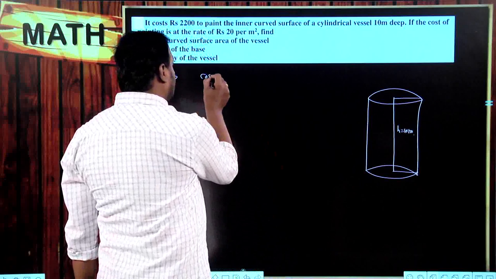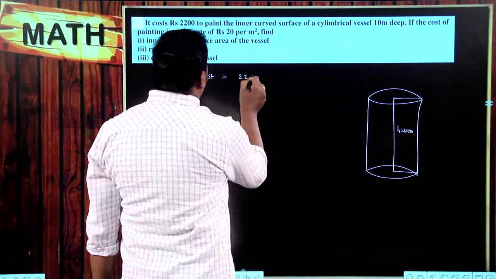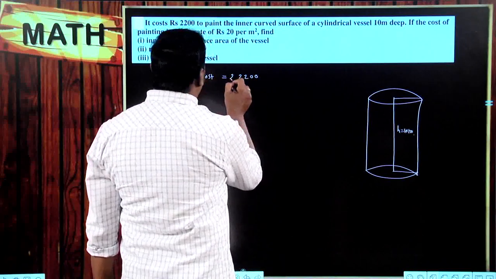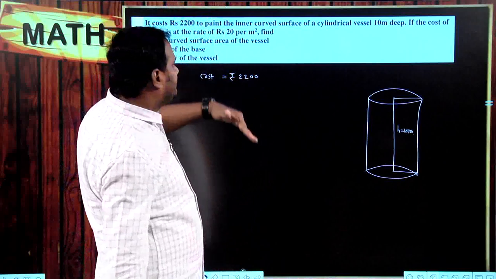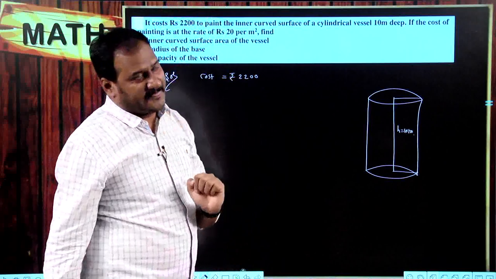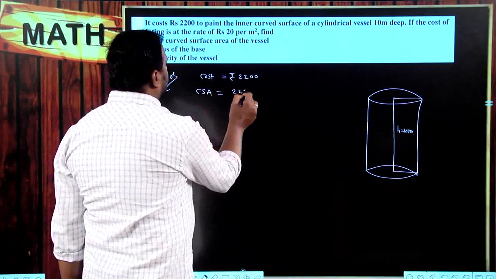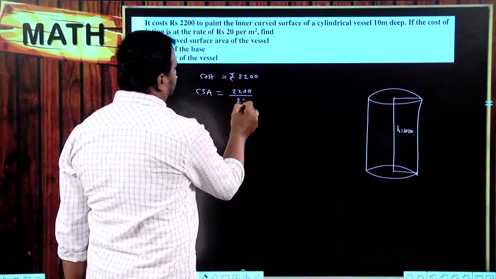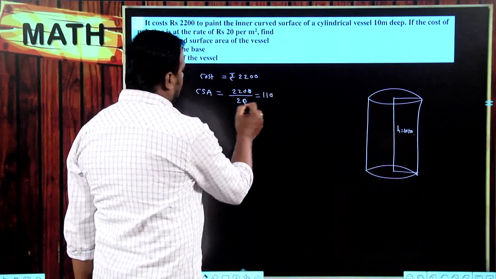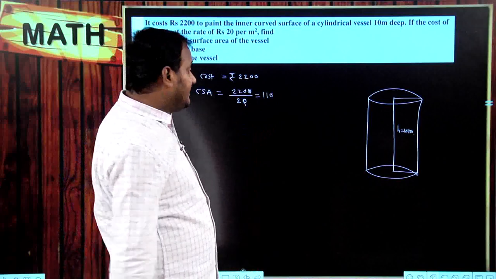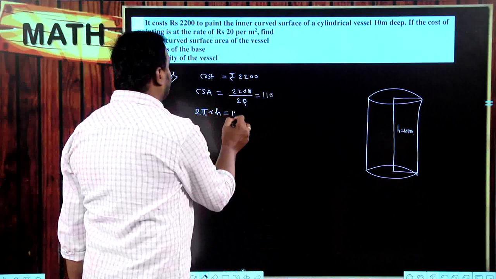So, cost is equal to 2200 rupees. See, per 20 rupees per meter square, the cost divided by 20 rupees will give you the curved surface area, right. So, curved surface area is equal to 2200 divided by 20. Then the 0s get cancelled, and 110 is the curved surface area of the cylinder. But what is the formula for curved surface area? 2 pi r h is equal to 110.